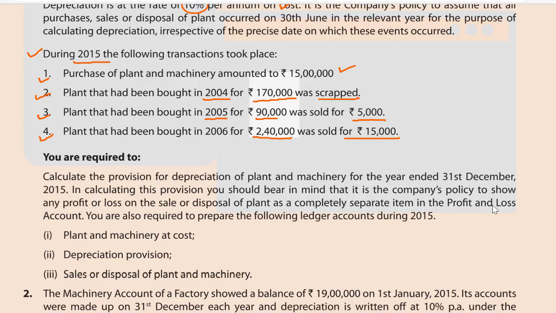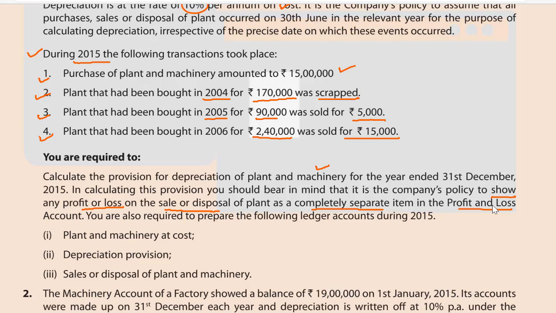You are required to calculate the provision for depreciation of plant and machinery for the year ended 31st December 2015. In calculating this provision, you should bear in mind that it is the company's policy to show any profit or loss on the sale or disposal of plant as a completely separate item in the profit and loss account.